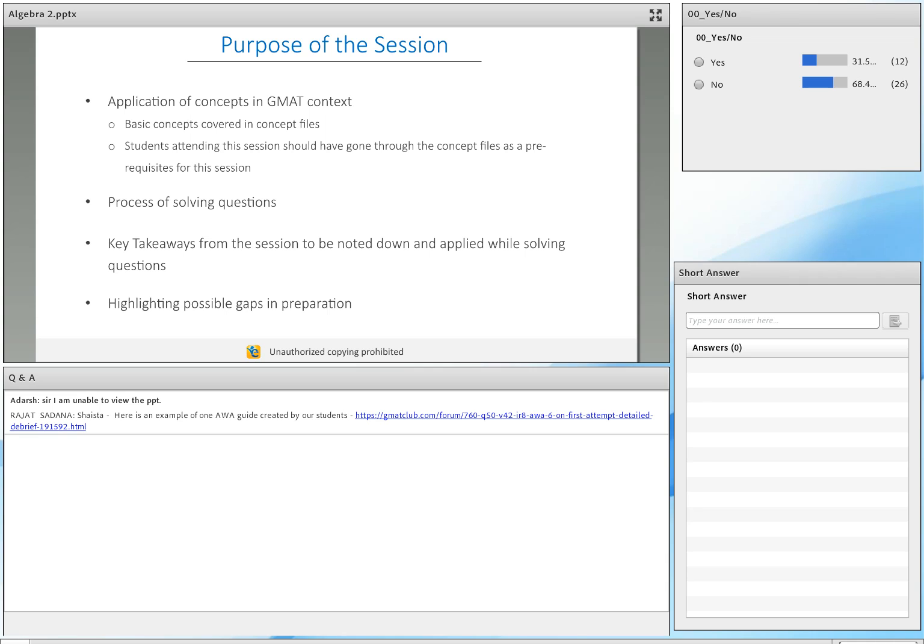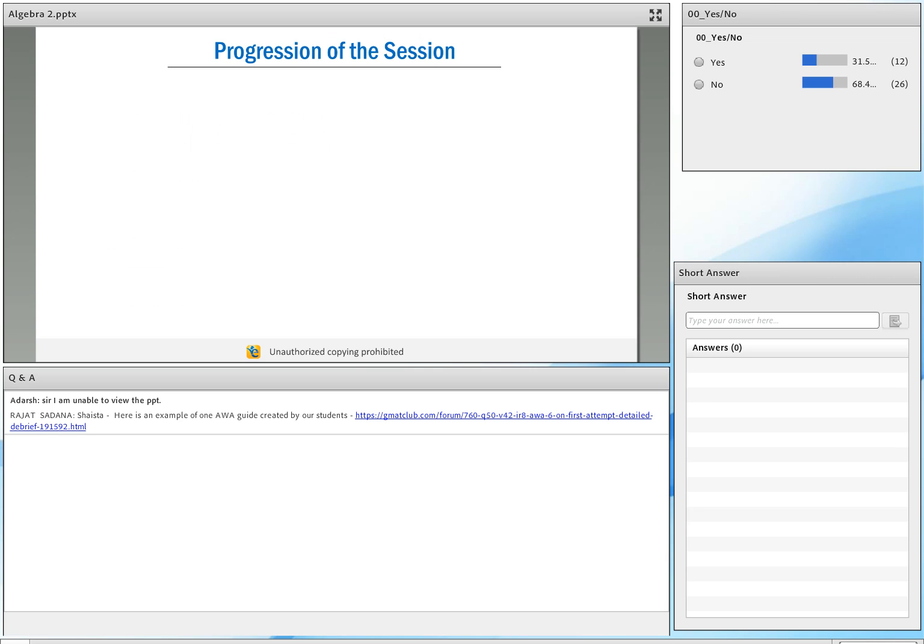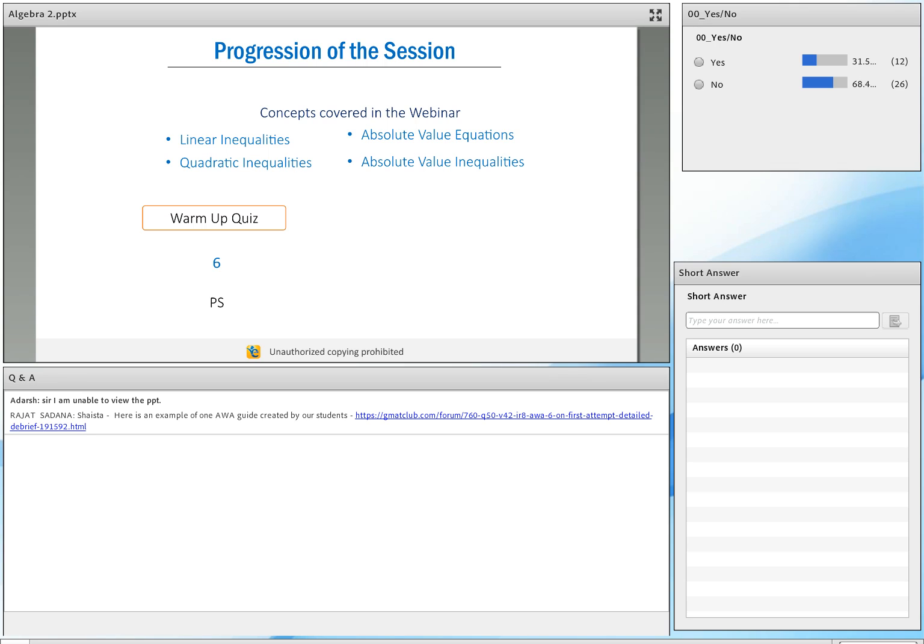Okay, so with that, let's talk about how we are going to progress in this session. The topics in this session are limited to linear inequalities, quadratic inequalities, absolute value equations, and absolute value inequalities. We do talk about quadratic equations as well, as you will see. We'll begin with a warm-up quiz. There's going to be 6 questions in that.